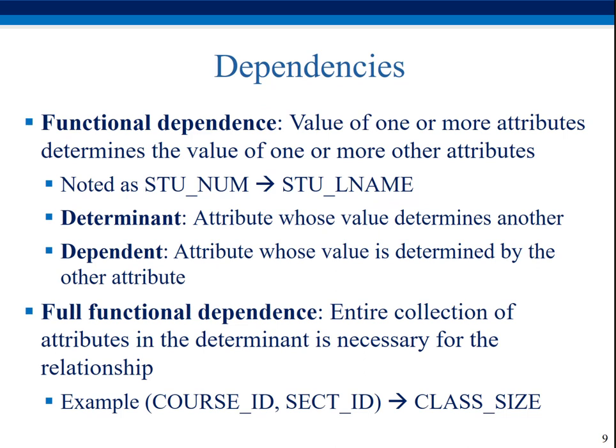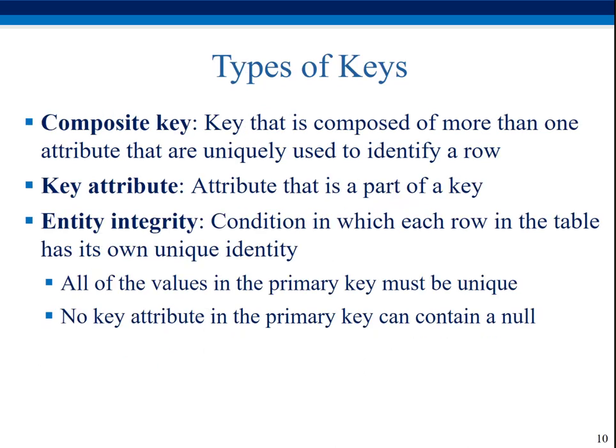Full functional dependency is where an entire collection in the determinant is necessary for the relationship. That would mean that course ID and section ID determine class size. Course ID by itself or section ID by itself could not do that. Then we have types of keys. Again, composite key, key attribute. We talk more about that later on.